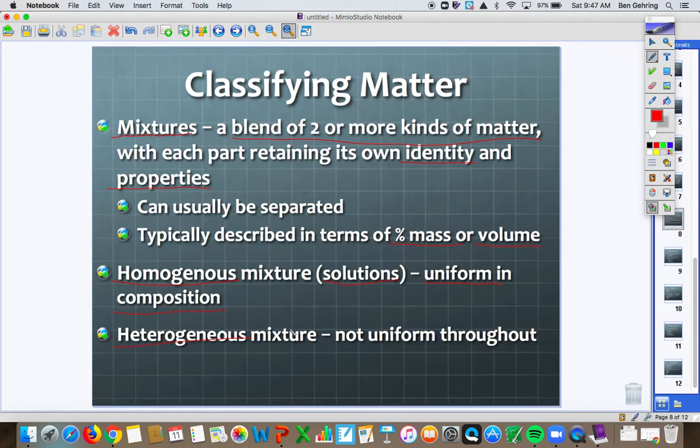If we're looking at a heterogeneous mixture, these are not uniform throughout. Think of a blizzard. If you have a cookie dough blizzard, does every bite have the same amount of cookie dough and ice cream? Well, no. That's not realistic at all. So that's a heterogeneous mixture. Pizza is another fantastic one. You can separate a pizza apart. You have the crust, you have the sauce, and then you have your toppings that you can separate out. So that's a heterogeneous mixture.